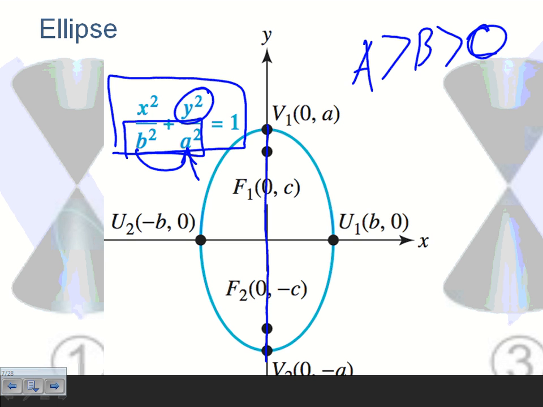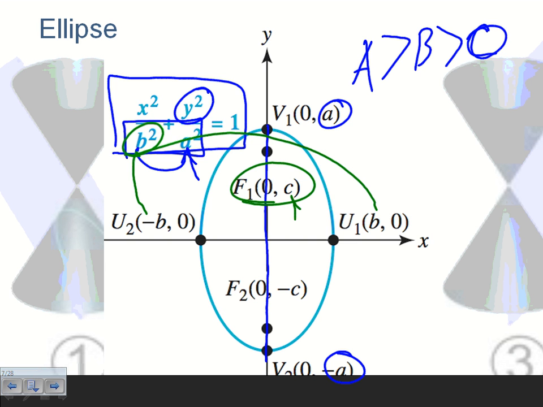Again, we see here that we take this a value, and it shows up in the larger axis. We take our b value, and it shows up in the minor axis. Our foci look very similar, except instead of the c being in the x position, the plus or minus c are in the y position, because now our foci are elongated along the y axis, in a vertical position. They're no longer horizontal.